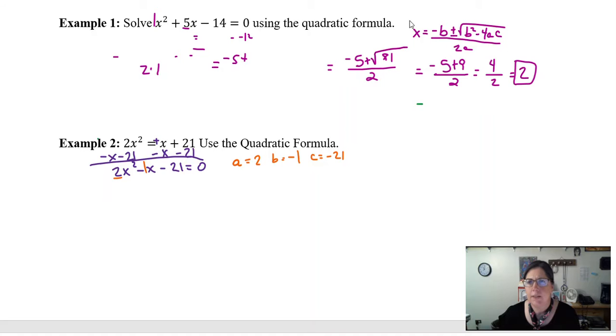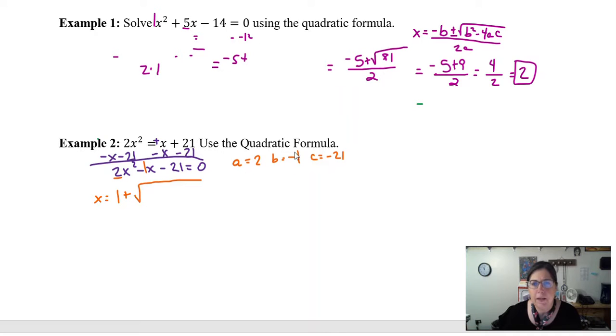Now I still can see up here the equation, so I'm going to go ahead and use that. We're going to plug into it. I'm just going to do the plus first. So the opposite of b, now b is a negative number, so the opposite of a negative is a positive, so that's going to turn it into a positive 1 instead of a negative 1, plus the square root.